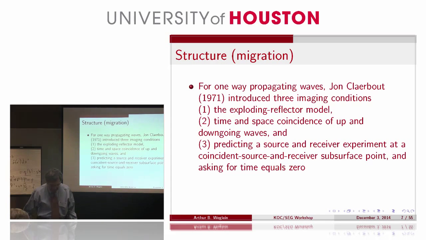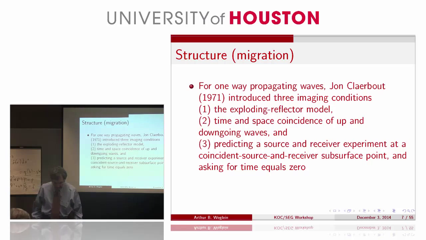John Claerbout, in his famous 1971 paper, described three imaging principles: an exploding reflector model, time-space coincidence of up and down waves, and the third, predicting a source-receiver experiment. That is, predict what a source and receiver experiment would be at a coincident position in the subsurface, and ask for time equals zero. We're labeling this Claerbout 1, 2, 3.